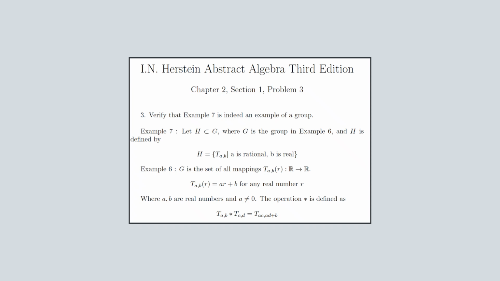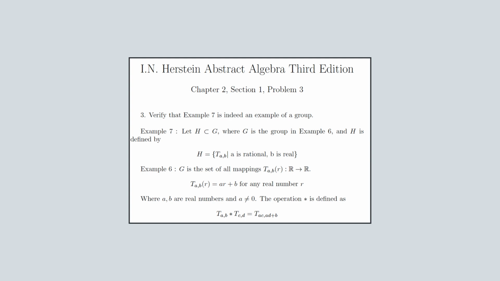Herstein Abstract Algebra, 3rd edition, Chapter 2, Section 1, Problem 3. For this problem, it's very similar to Problem 2. If you need help understanding what this mapping T sub a comma b is, check out our video on Problem 2. Here for Problem 3, we're going to look at example 7.